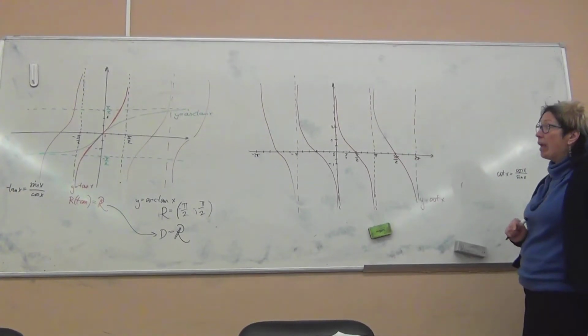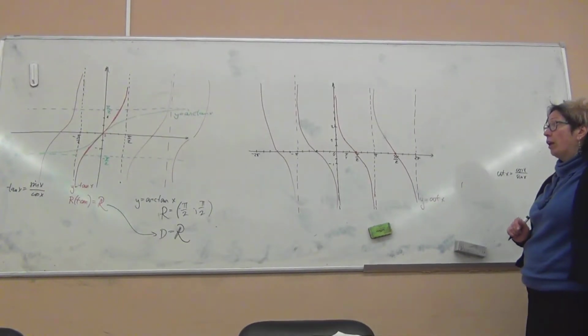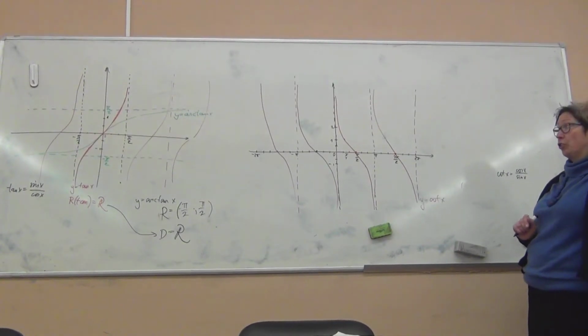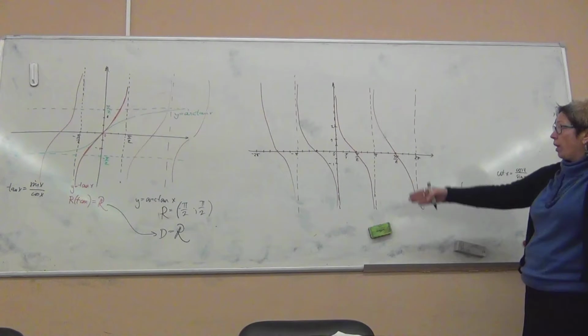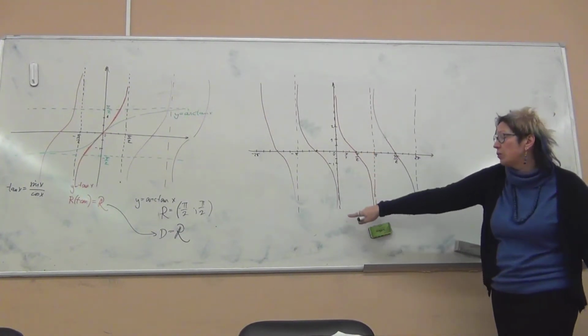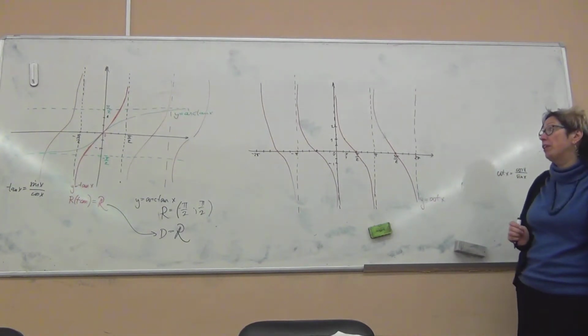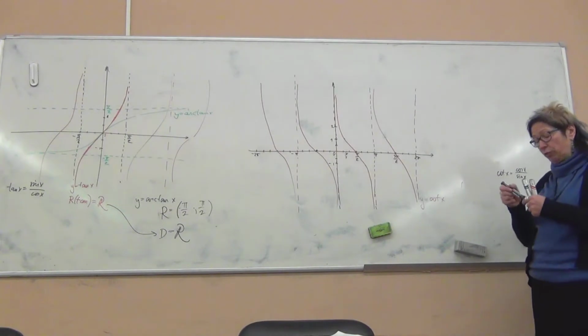So that will be the range of the arc cotangent function. And of course the range of the cotangent function, even within this segment, is from -infinity to +infinity. That will be the domain of the arc cotangent function.